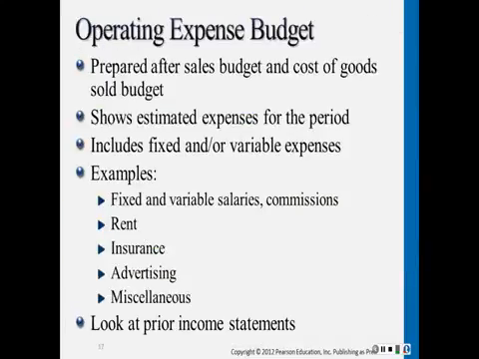After projecting sales revenue and cost of goods sold, the operating expenses budget is calculated. The operating budget with the sales budget and cost of goods sold budget is then used to produce the budgeted income statement that projects operating income for the period. The operating expense budget shows estimated expenses for the period. Some expenses are fixed, like rent. Others are variable, like sales commission.